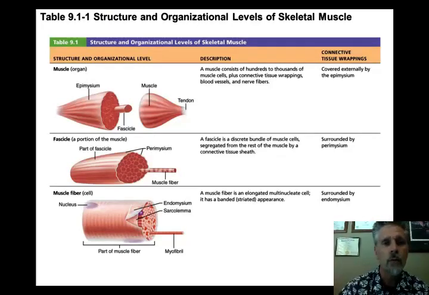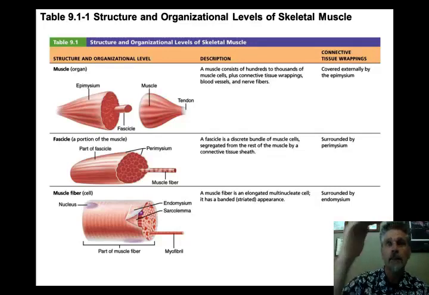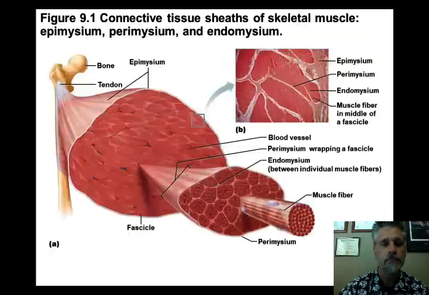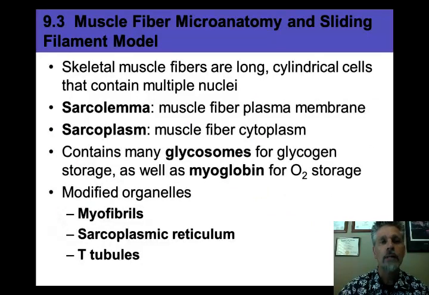So Table 9.1 shows us that organization from muscle to fascicle down to cell. But notice, there we get a peek at our smallest level as well. We get down to the myofibrils. This is inside of the muscle cell. So we're going to be taking a look deeper into that. Okay, so let's look at that muscle fiber. That's where we're going to be focusing our time.